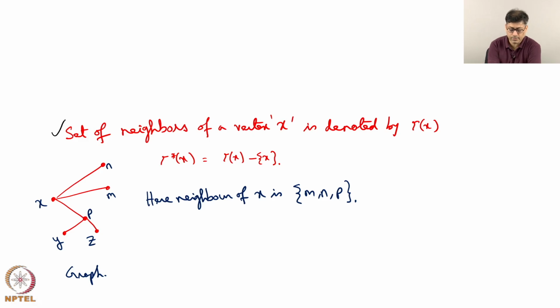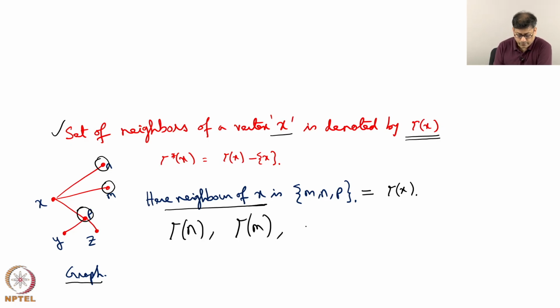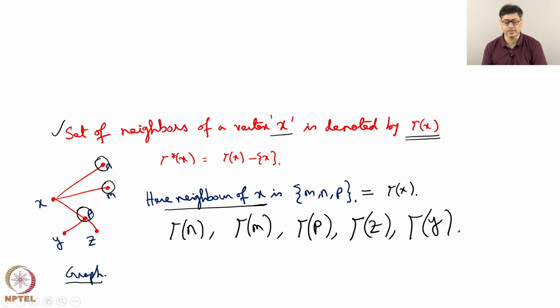The set of neighbors of vertex x is denoted by this symbol. So, the neighbors of vertex x are m, n and p. X and p are connected, p and y are connected, but that does not mean x and y are connected. So, in terms of symbols I can write this as this. Now, I would request you to find out these expressions.